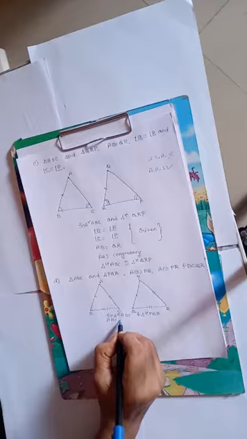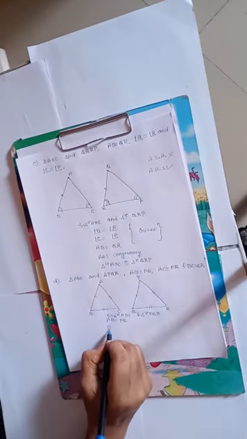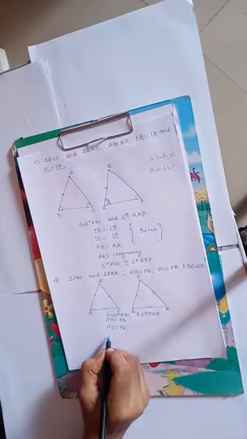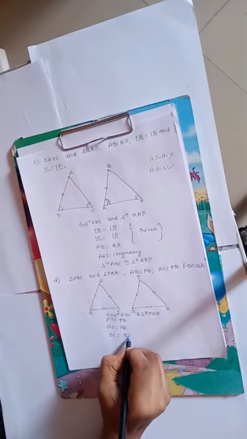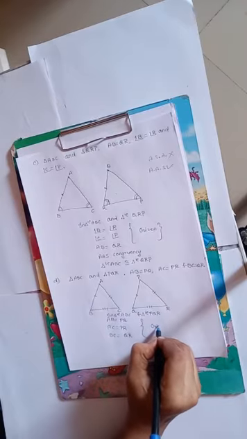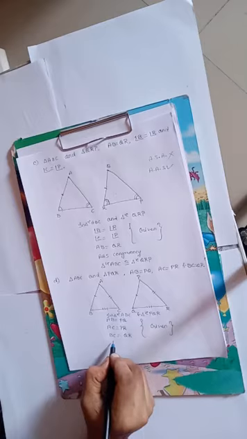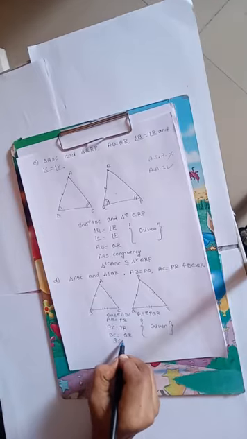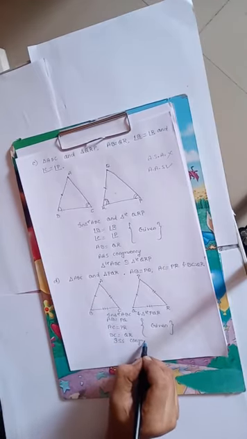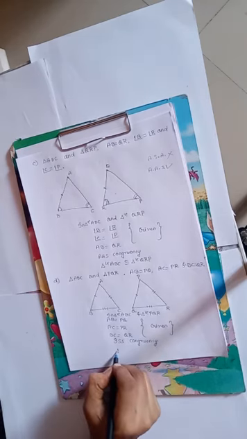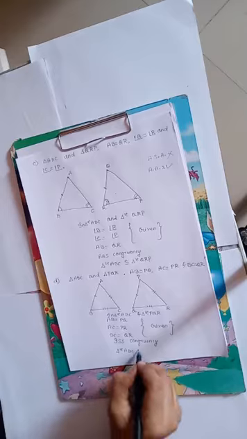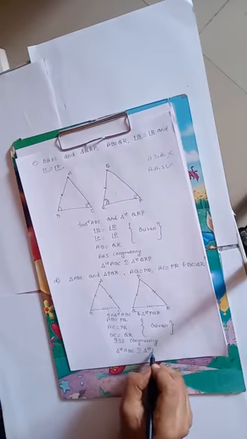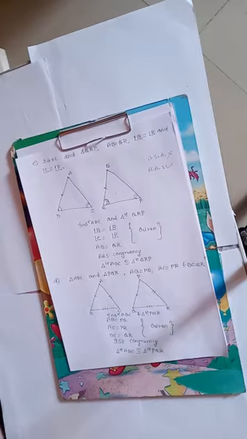AB is equals to PQ, and again AC is equals to PR, BC is equals to QR. All these are given in the given data. Now SSS congruency condition can tell that triangle ABC is congruent to triangle PQR. Next, move on for the last question in the second one.